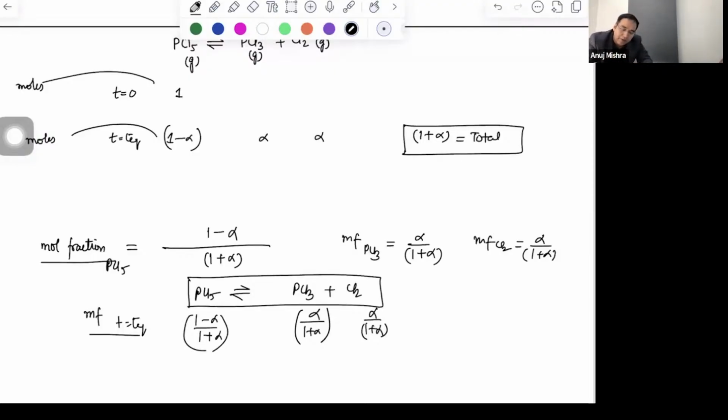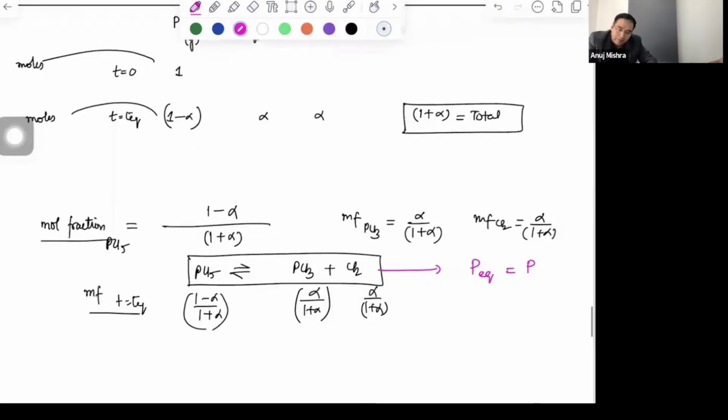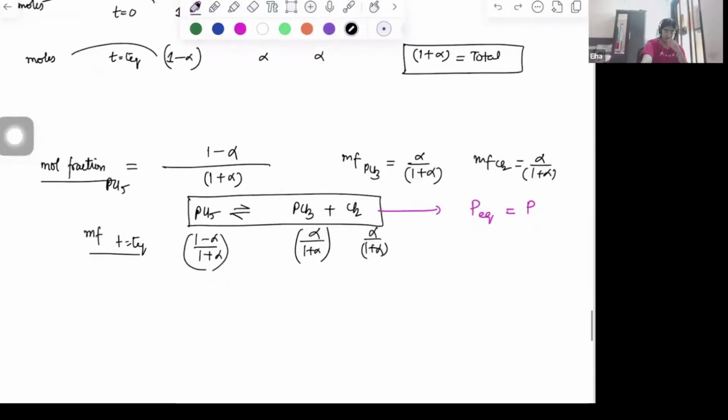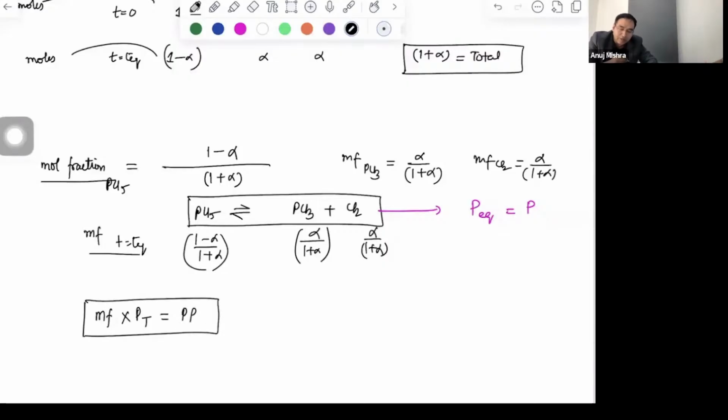Mole fraction multiplied with the total pressure at equilibrium. Let's say the total pressure at equilibrium is P. If you multiply P here, what is mole fraction into total pressure called? Partial pressure. Very good, Jia. It's called partial pressure. Mole fraction into total pressure is partial pressure. So partial pressure upon total pressure is mole fraction.